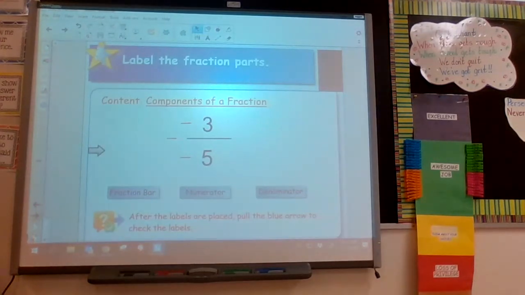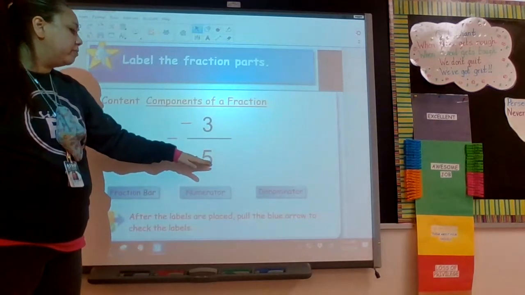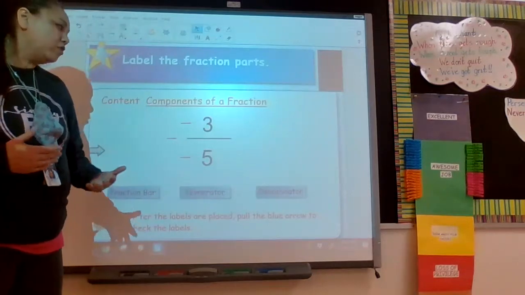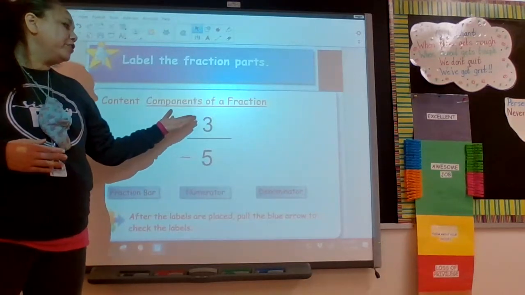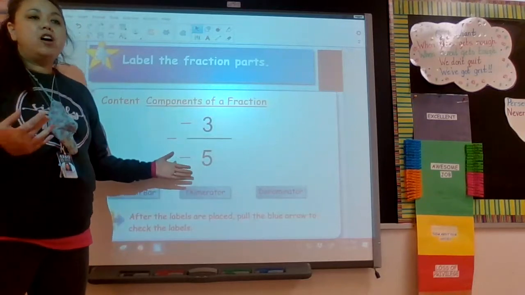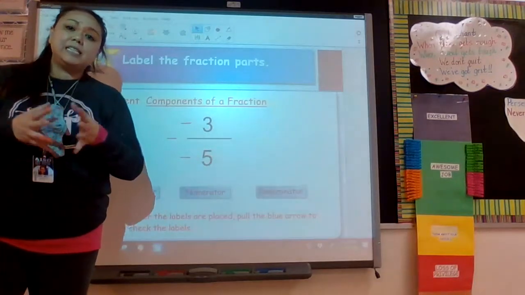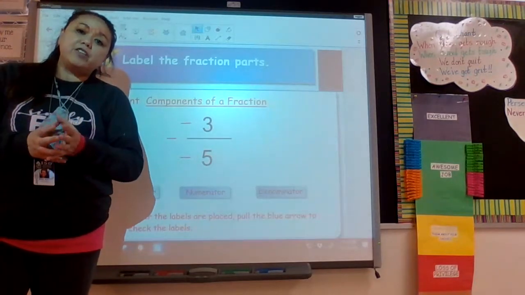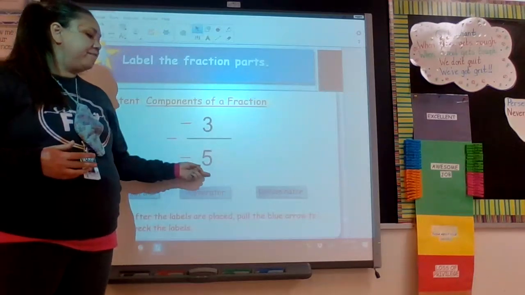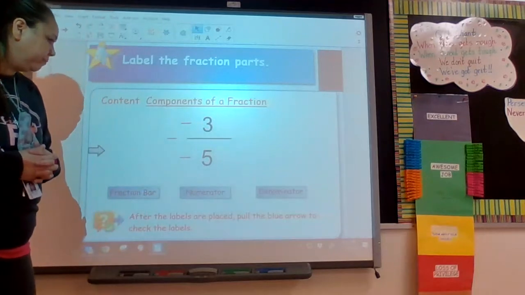Now we're going to look at the parts of a fraction, okay? The top part, the lower part. If you've been listening to me, we've been saying a fraction is a part to a whole. The part is the number of pieces that we're talking about. The denominator, the whole, the bottom number, is how many equal parts are put together to make the whole. So if I looked at this like a pie, I would have a pie in 5 equal pieces, and I'm talking about 3 of those pieces.